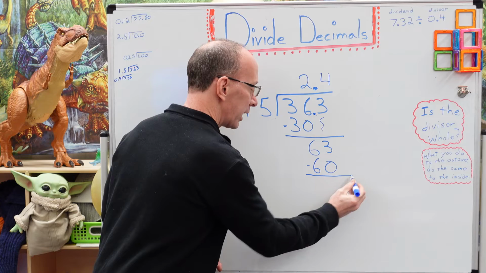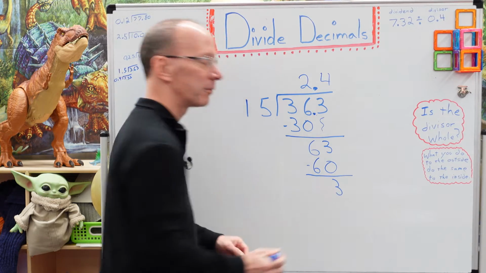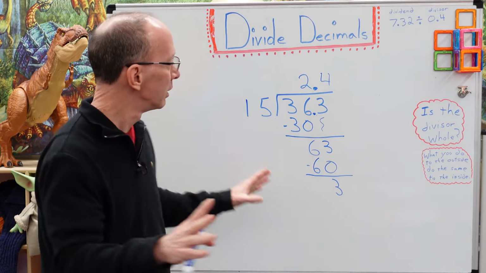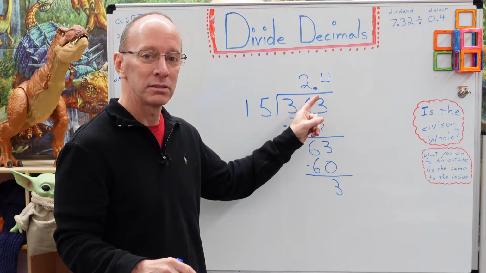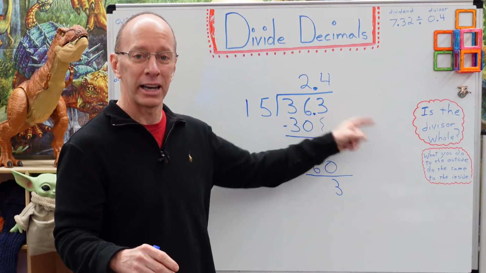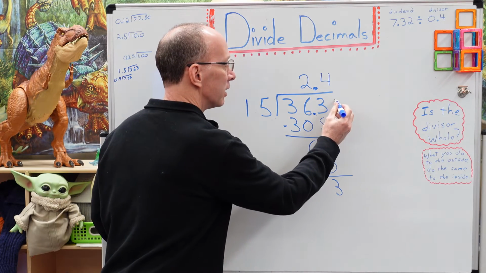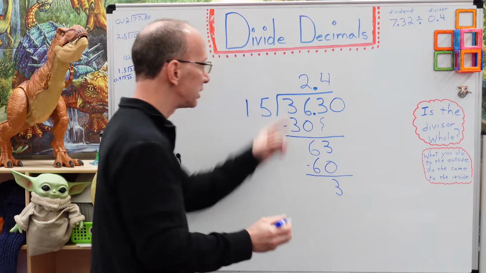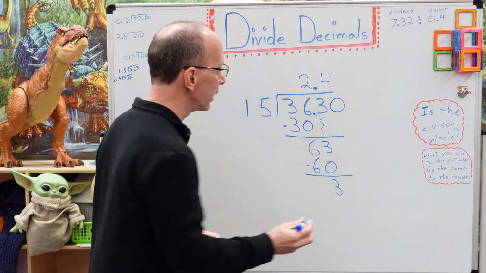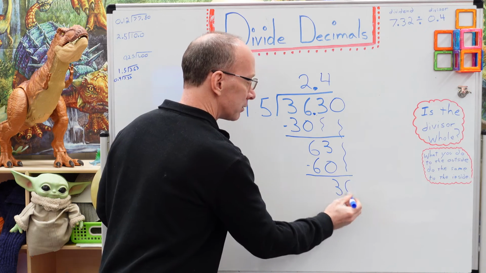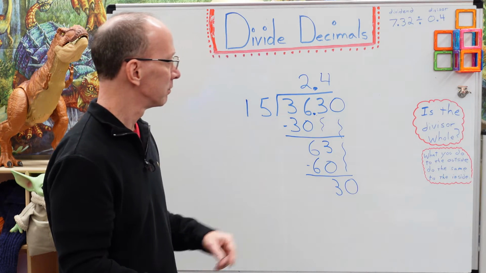Go ahead and subtract, and 3. Now you're saying, oh, is that a remainder? No, because we have our decimal point here. So we can add zeros. Remember, I can add a bunch of zeros, doesn't change the value. So we're going to add a 0 right here to this problem. Still the same value, all right? So we bring that all the way down. Drop it down. 30.